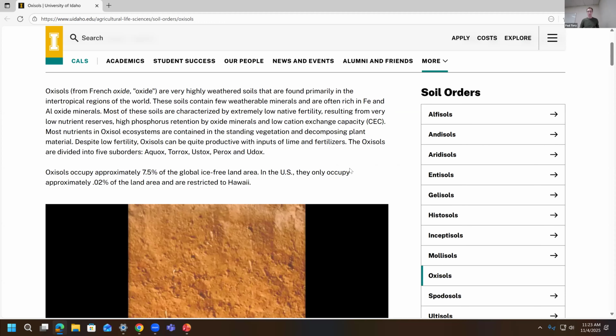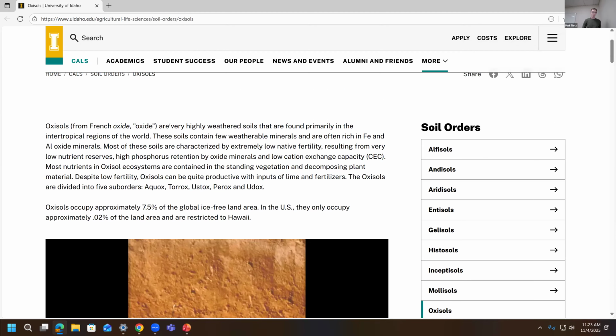Like we covered gelsols already, and histosols, a little bit of overlap there, maybe. Whether they're really organic soils with permafrost or not is the key determining factor for gelsols. These oxisols are as different as it gets from the gelsols, at least. They're usually very old, very highly weathered soils found in tropical regions of the world.